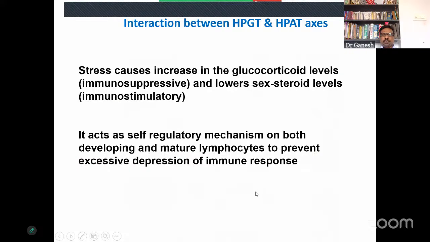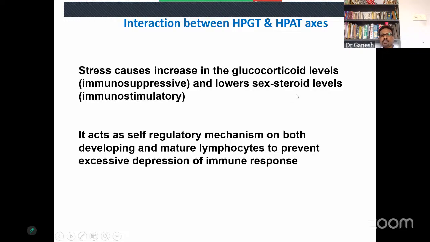Now the interaction between the HPGT and HPAT axis. HPAT stands for the hypothalamo-pituitary-adrenal-thymic axis. HPGT, the hypothalamo-pituitary-gonadal-thymic axis, is what we studied about. And this is another axis that involves the adrenal gland here, and you know that the adrenal gland produces glucocorticoids. During stress, the adrenal gland is known to produce a high amount of glucocorticoids. And these high amounts of glucocorticoids are known to be immunosuppressive in nature. And that lowers the sex steroid hormone levels. And these lower sex steroid hormone levels are known to be immunostimulatory. So there's a kind of loop that is operating here.